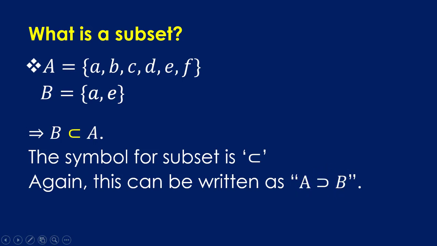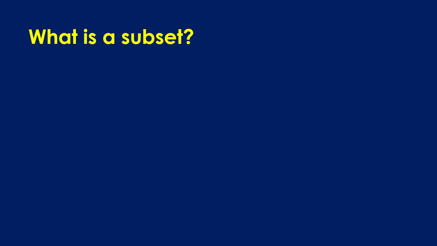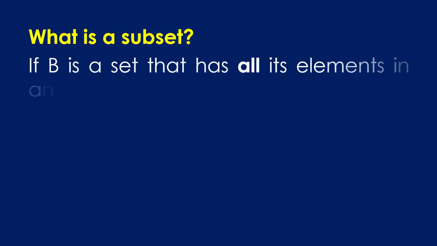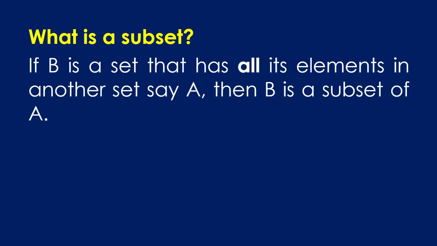When you go and look at advanced stage of sets and the related symbols, you get to realize that this symbol you see here, the proper name is proper subset. Okay? And then this is known as what? Proper superset. Now, if B is a set that has all its elements in another set, say A, then B is a subset of A.